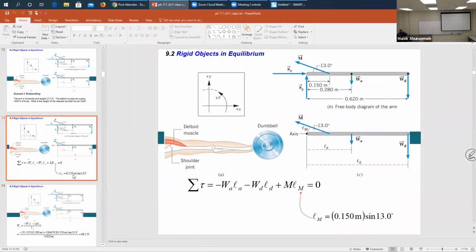So let's go ahead. Your torque equals minus the weight of the arm multiplied by the distance for the arm, minus the weight of the dumbbell multiplied by the distance for the dumbbell, plus the muscle force that you got over here. So your muscle force multiplied by your distance for the muscle, which in this case is going to be 0.15, multiplied by the sine of the angle. Okay? So it's the sine of the angle.